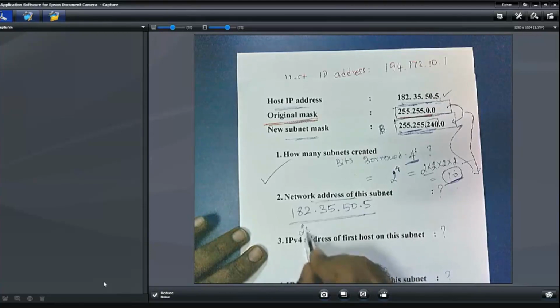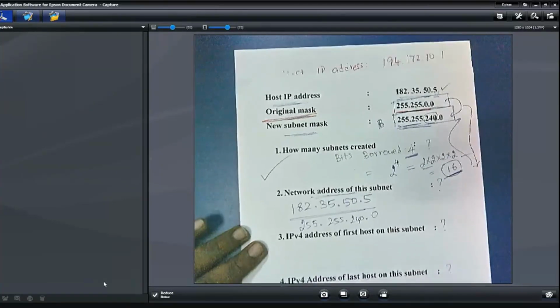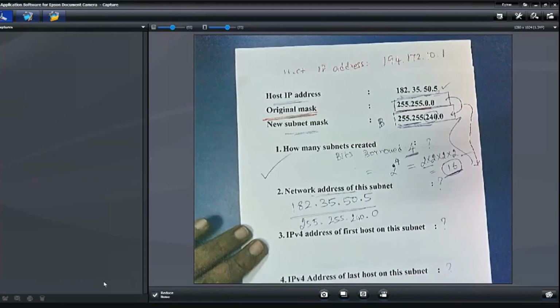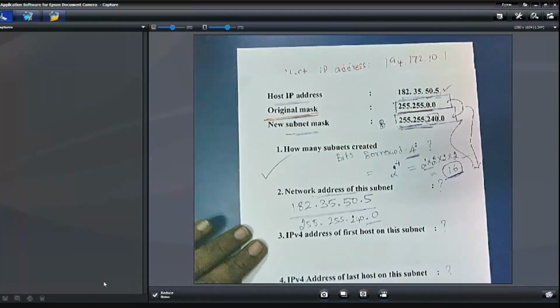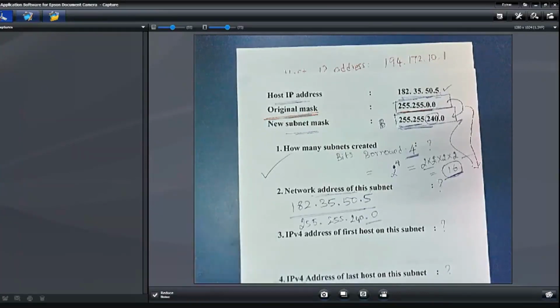If you want, I will write the subnet mask: 255.255.240.0. So this is the new subnet mask. Can anyone make the host part everything 0 and give the answer? What is the answer for this, network address or network ID? Anybody? You are typing in chat. 182.35.0.0, 182.35.50.0. Very good, some answers I'm getting.